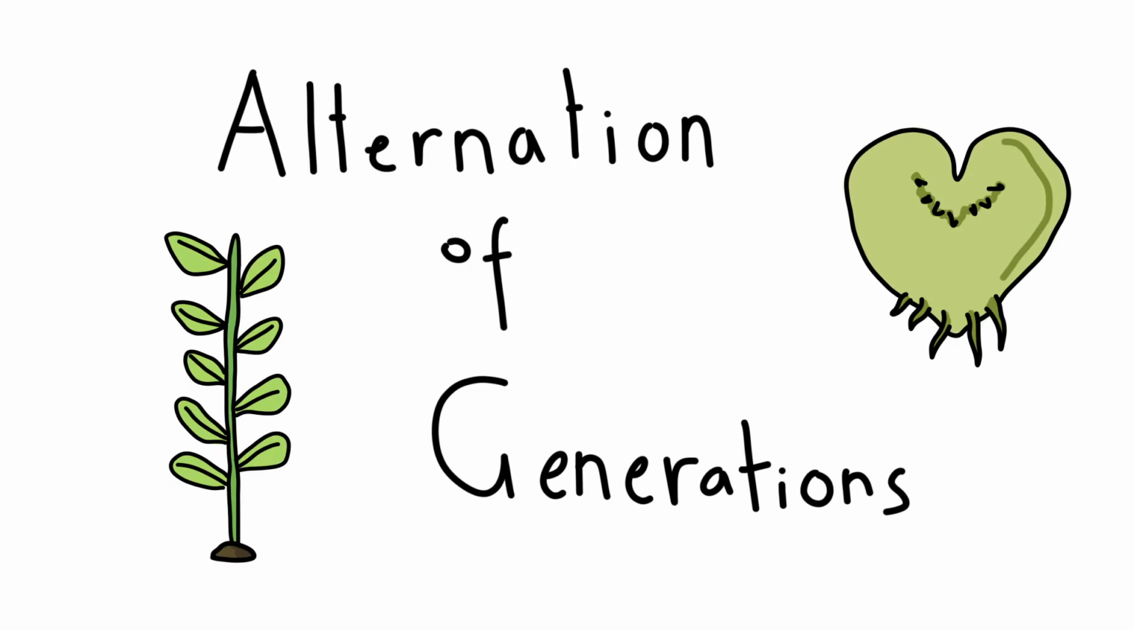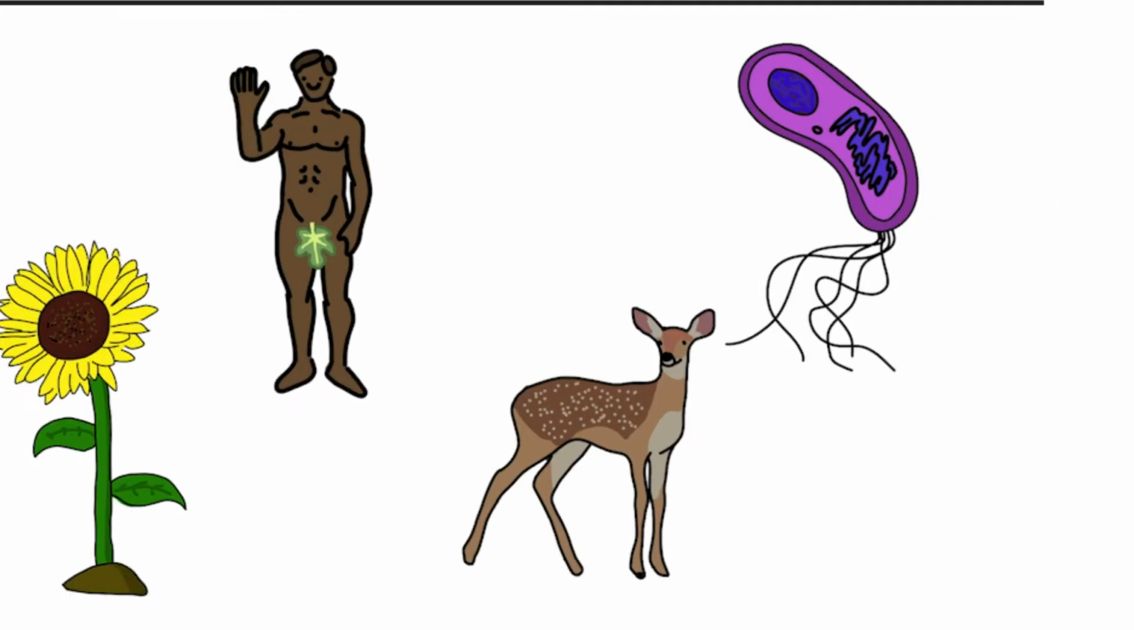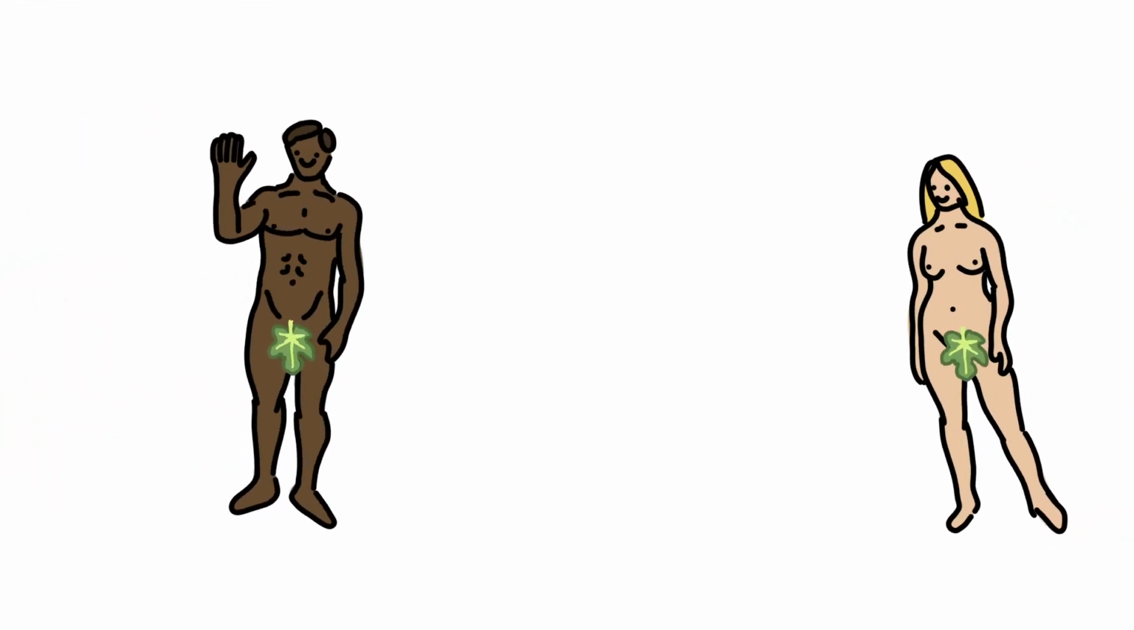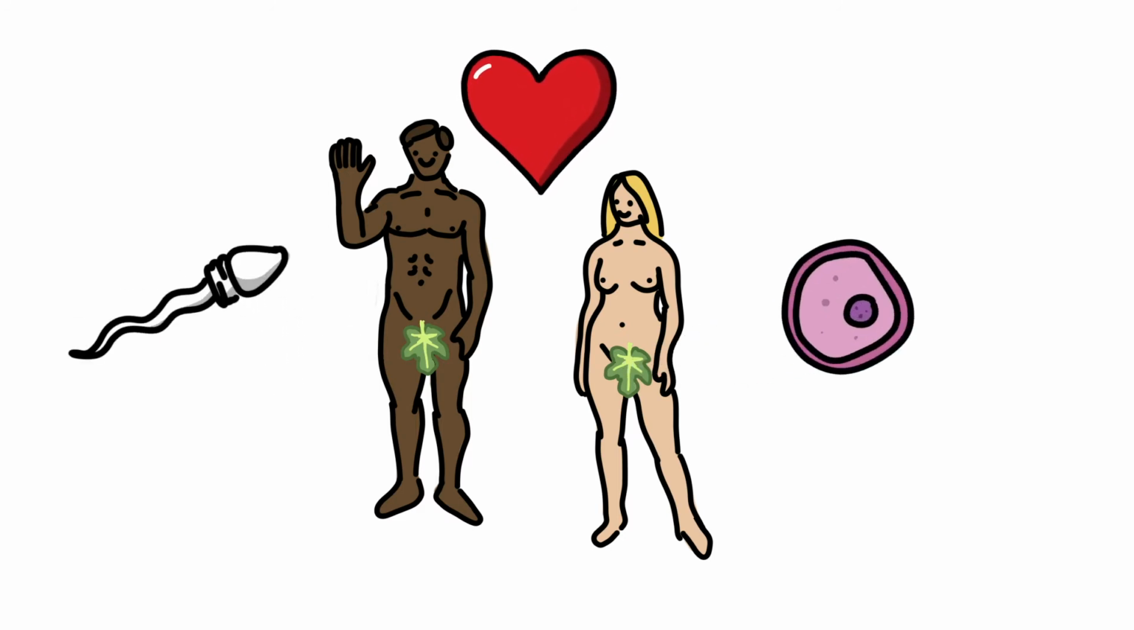All life must reproduce in order to survive, and although different organisms reproduce in different ways, there are some distinct similarities between eukaryotes. When a human mummy and daddy love each other very much, they both make a gamete, more commonly known as a sperm and an egg.